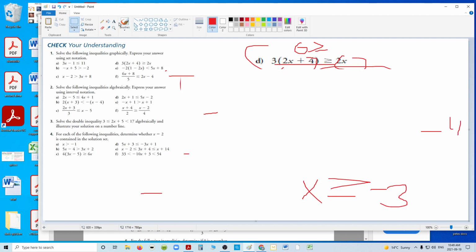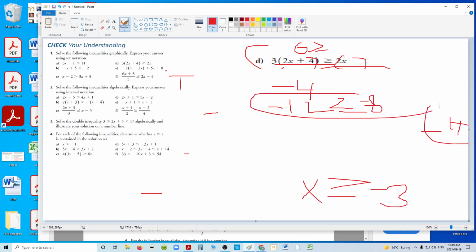So if I plug in -4 here, I get -8 plus 4 is -4 times 3 is -12. And on the right side, I get smaller or equal to -8. We can see that is not true. That makes sense because I chose -4, which is smaller than x. If you go ahead and do -2, you'll see that it's true.